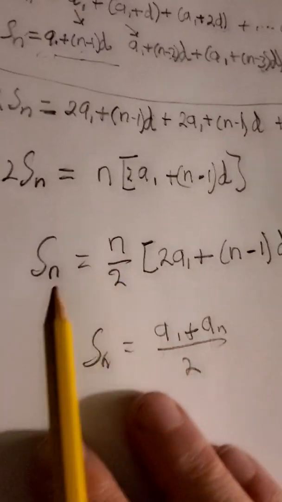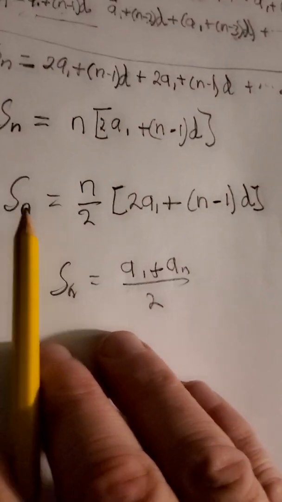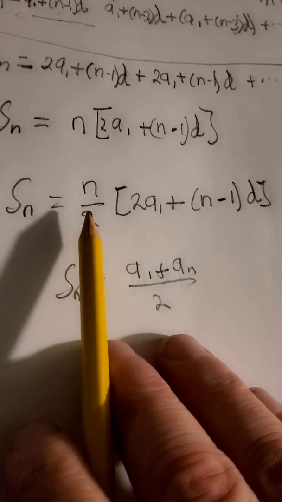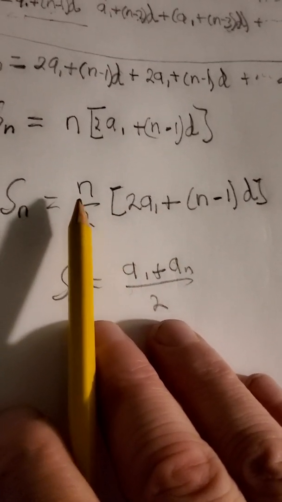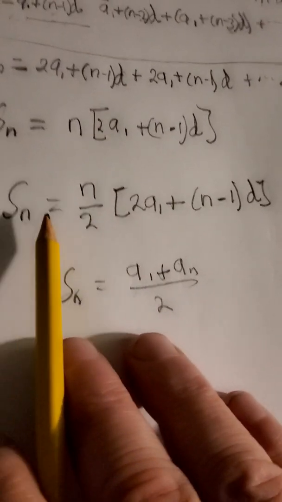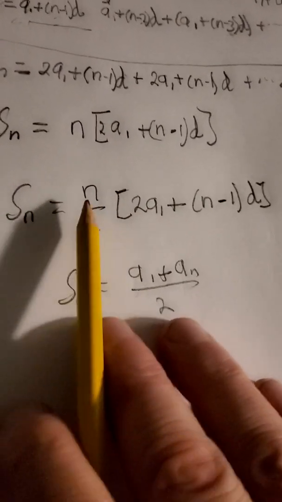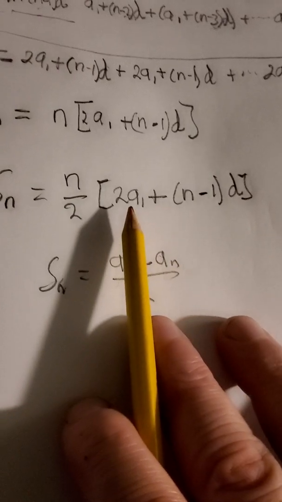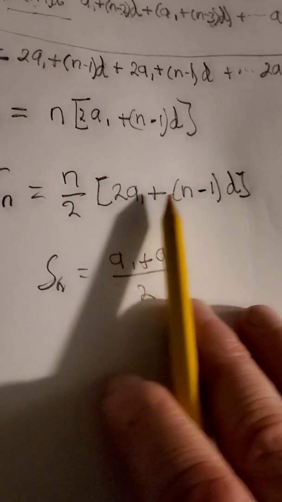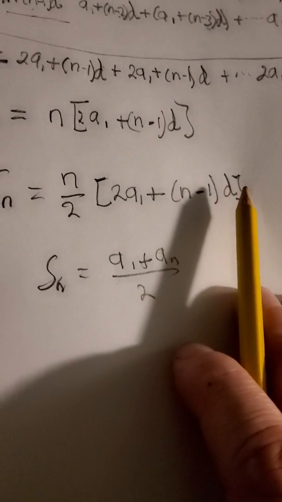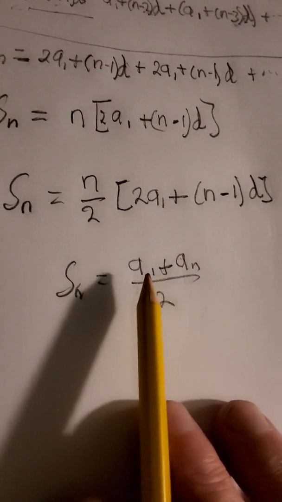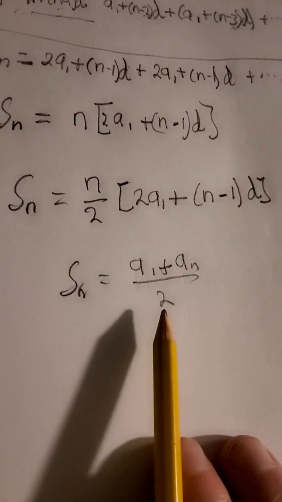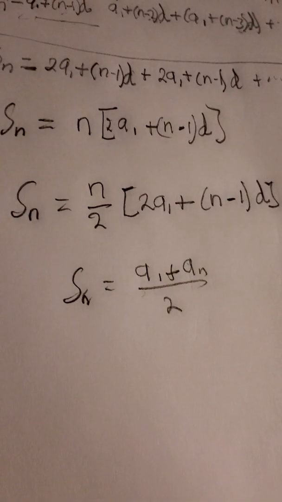And this is the generalized formula for finding the sum of the arithmetic sequence, okay? Series, the arithmetic series. S sub n equals n over 2 times the quantity 2 times a sub 1 plus the quantity n minus 1 times d, which also can be written as S sub n just equals the average between the first and last term. Okay? So I hope this helps.